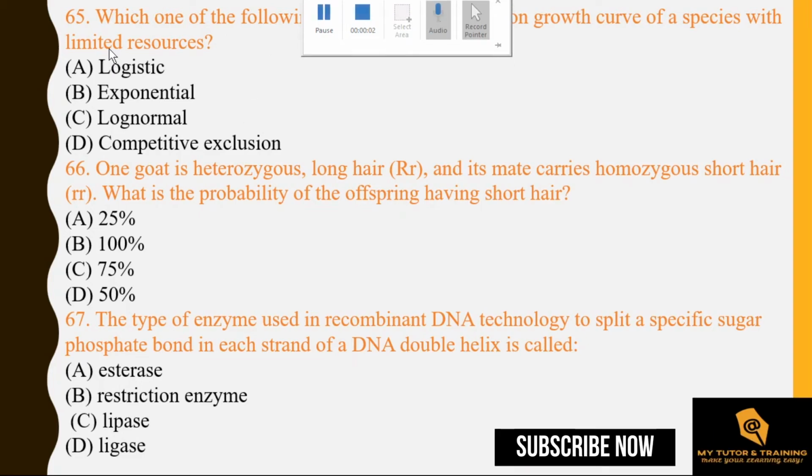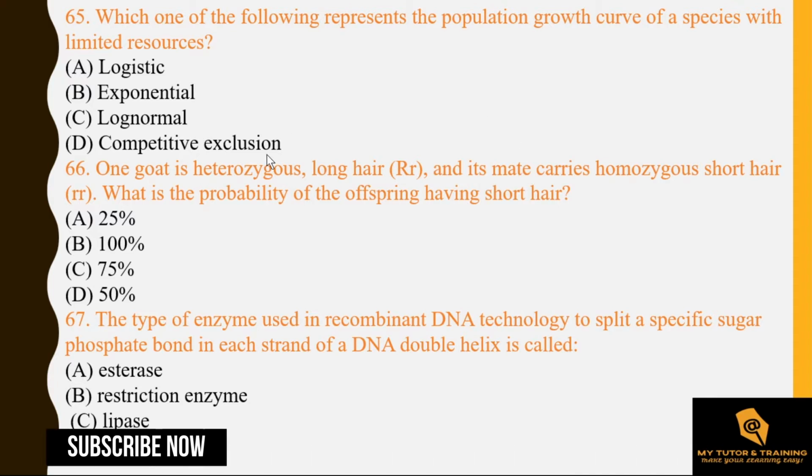Question number 65. Which one of the following represent the population growth curve of a species with limited resource? A. Logistic. B. Exponential. C. Log normal. D. Competitive exclusion. So the correct answer is D. Competitive exclusion. So what do you mean competitive exclusion?